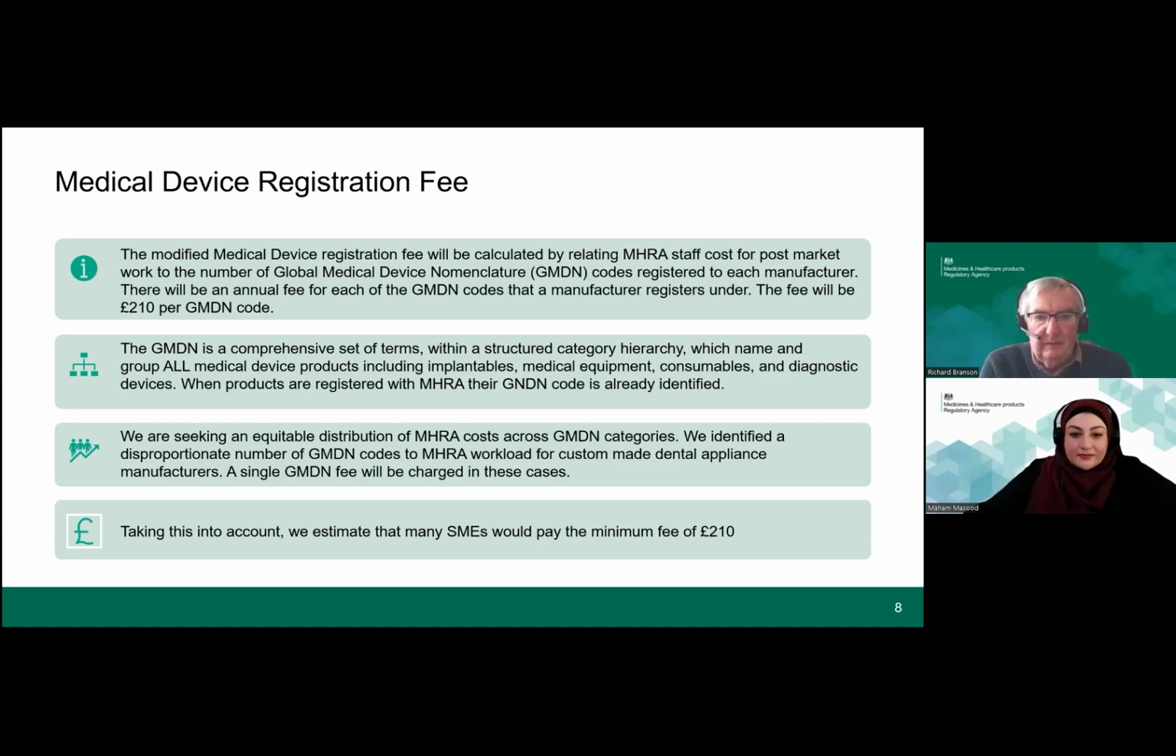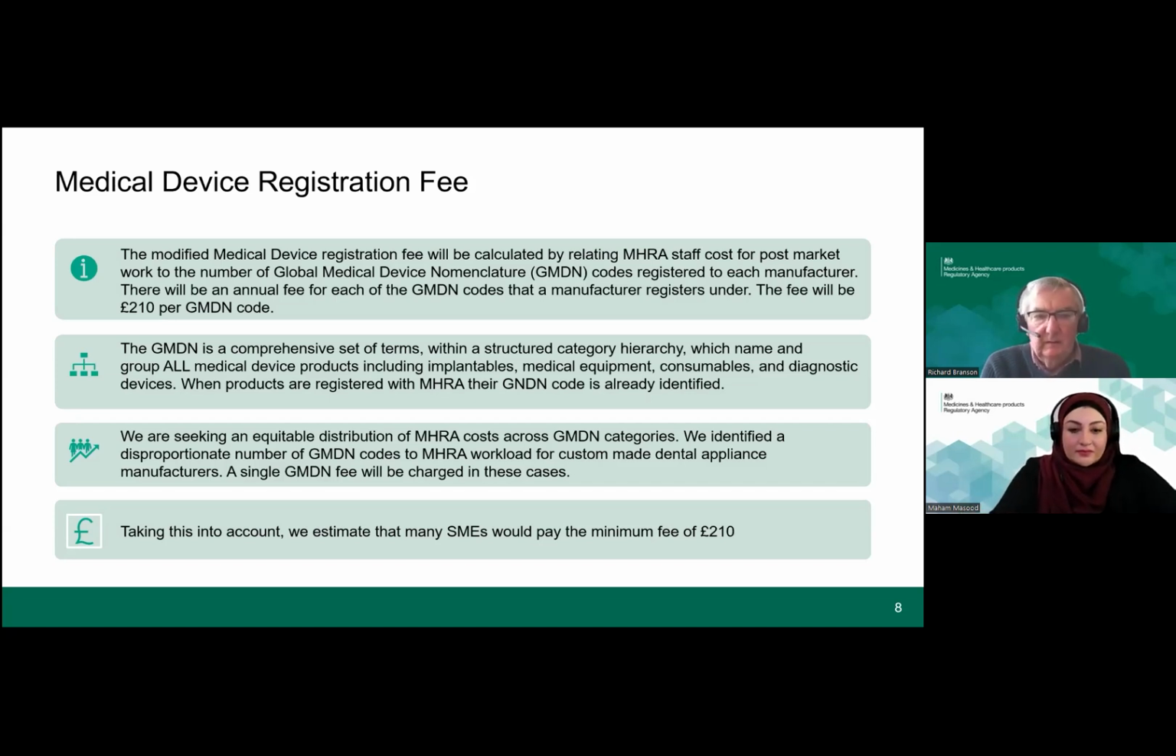Before we put the proposal out, we did realize that custom-made dental appliances had a preponderance of GMDN codes, which was out of proportion to the amount of work that we spend on those. So we mentioned that in the consultation as an area where we will make a special arrangement and only charge them for one GMDN.